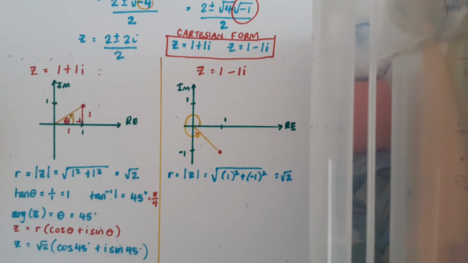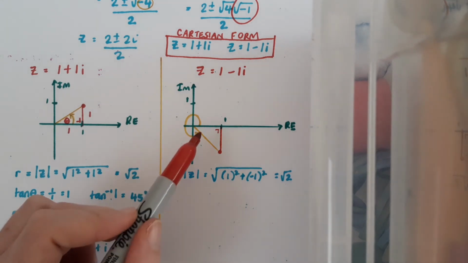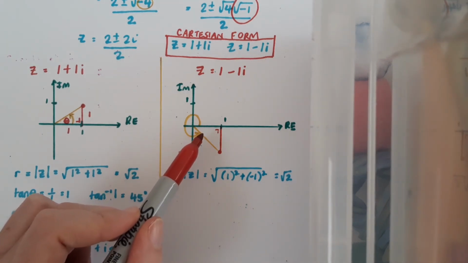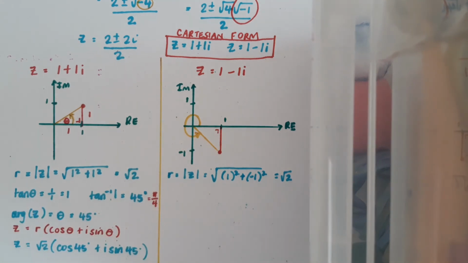Okay, next I need to find my argument, and again I'm going to begin that by just dropping a line to the real axis. Now notice that the angle that I'm looking for is not inside the triangle that I've created, but I can find the angle in the triangle and take it from 360 to figure out the size of the argument of z. So I'll do that.